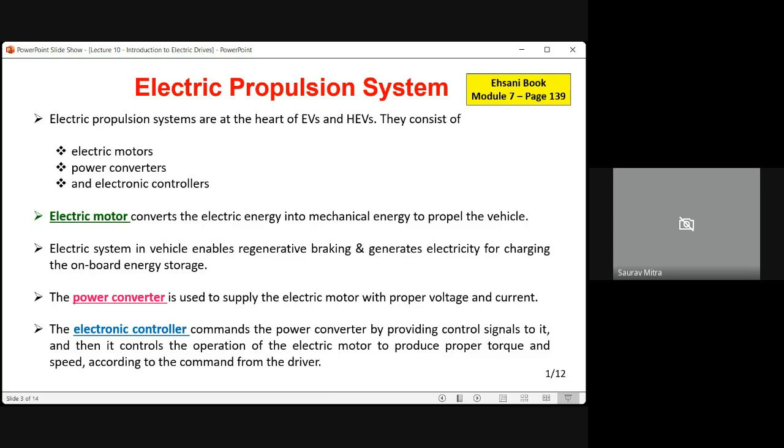So this is more or less the overall strategy or source to that wheel, whatever the powertrain is. These are the main three electric components, that is, motor, power converter, electronic controller. They are playing with the power part in an EV.